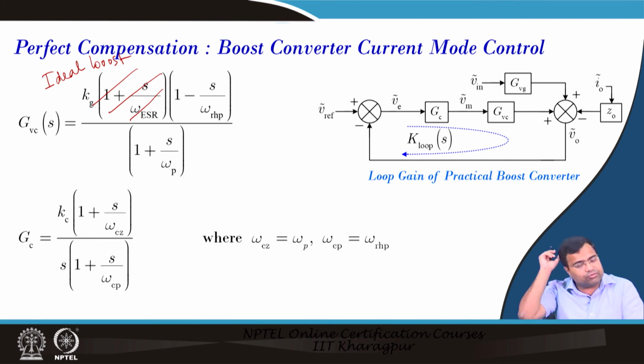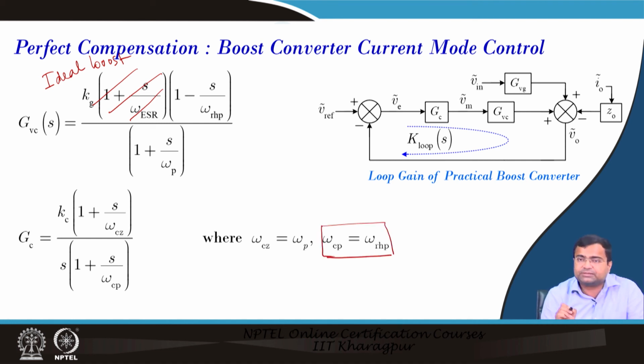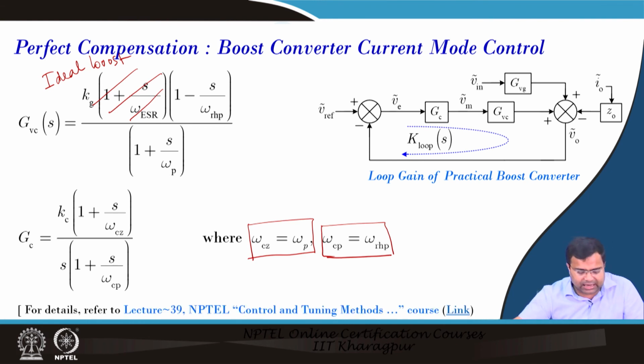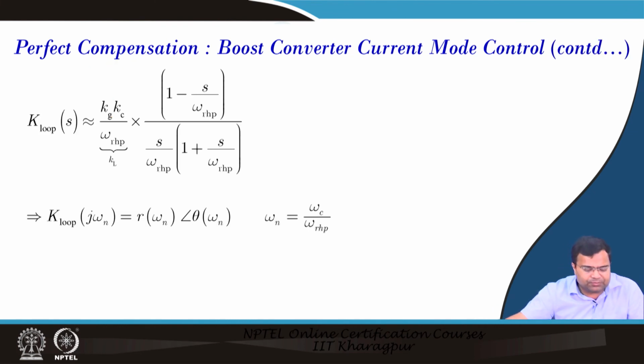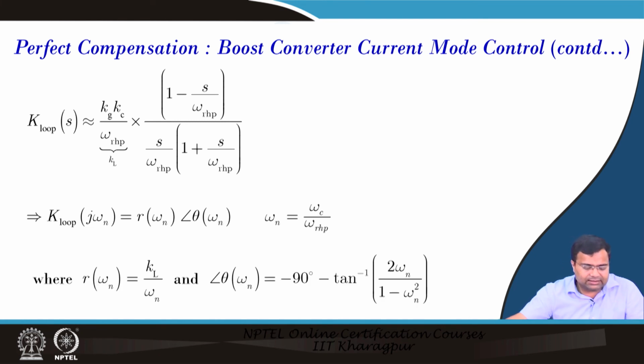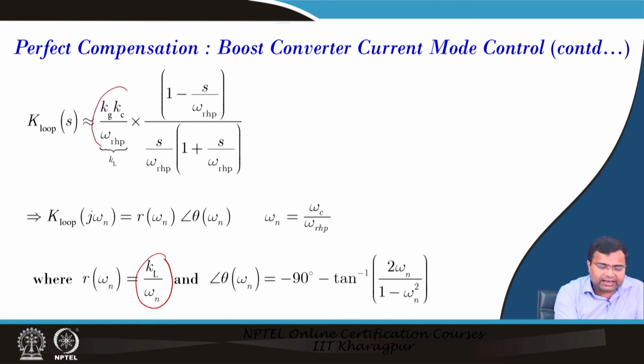So for boost converter we need a type 2 compensator, where the controller pole will be placed in coincidence with the RHP 0, and the controller 0 will be placed at the stable pole of the converter. And if you do this, and this is discussed in lecture number 39, then you will get a loop transfer function, which in the polar form will be written like this, r omega n, KL by omega n, where this is your KL, and then theta omega n like this.